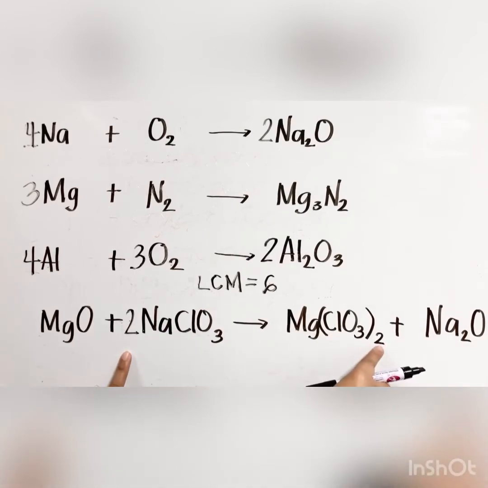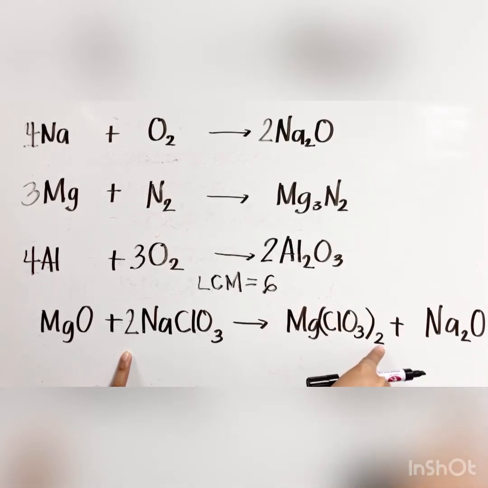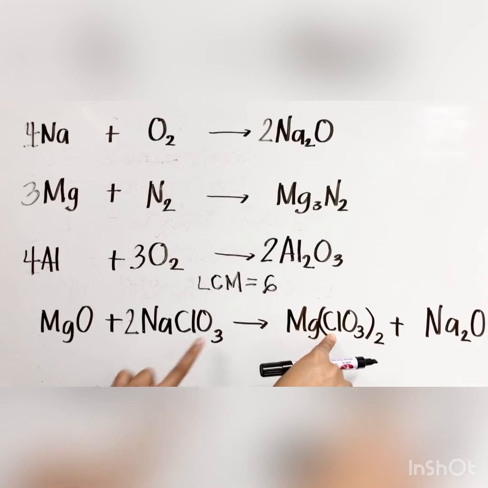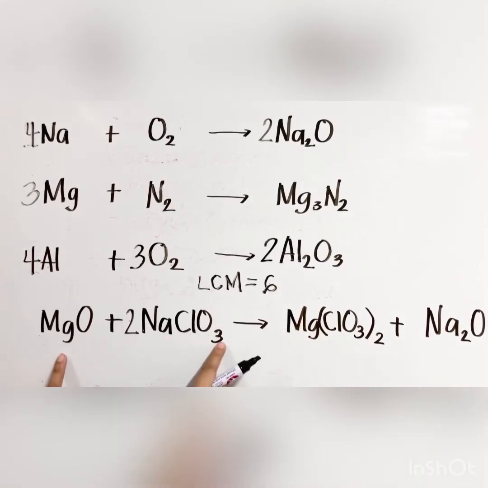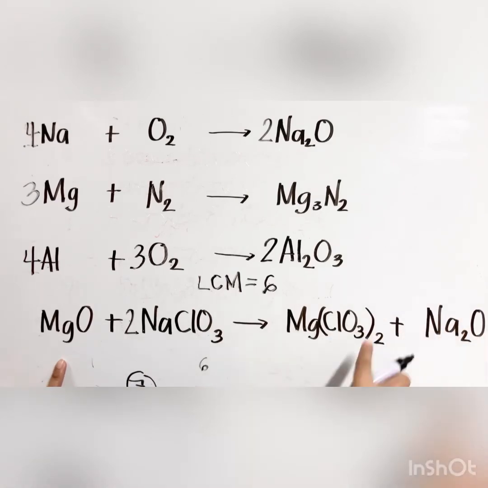Now you distribute this 2 only to those elements within the parentheses. So Mg here is not included because it's not within the parentheses. So again, this is 2Cl, this is 2Cl. So Cl is balanced. Check oxygen. This is 3 oxygen times the 2, so you distribute this. So this is 6 oxygen plus another 1 oxygen. All in all, on this side, you have 7 oxygen. How about in that part? This is 6 oxygen plus another oxygen here, which is 1, so 7 oxygen.